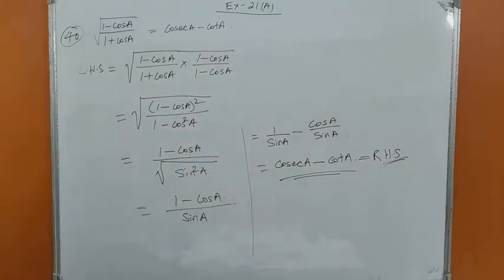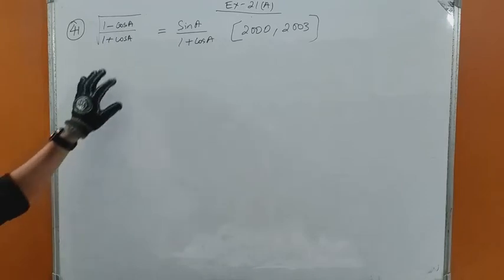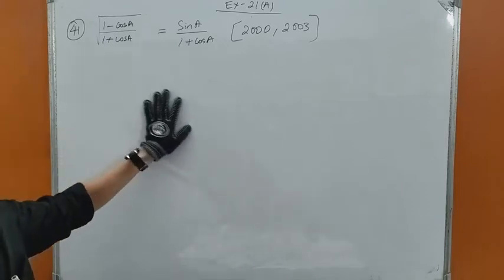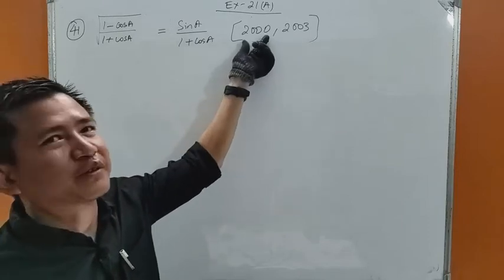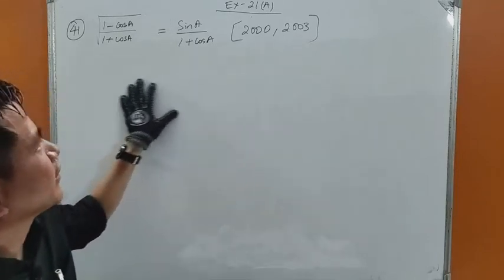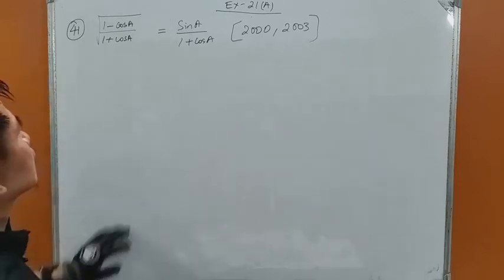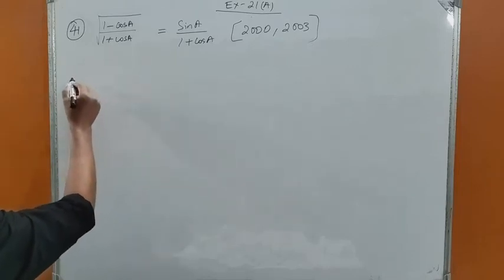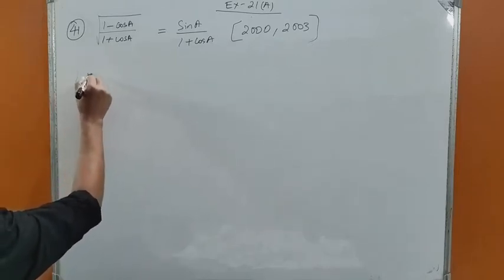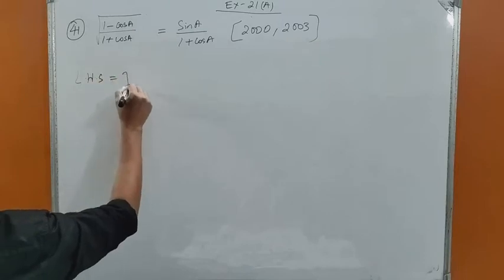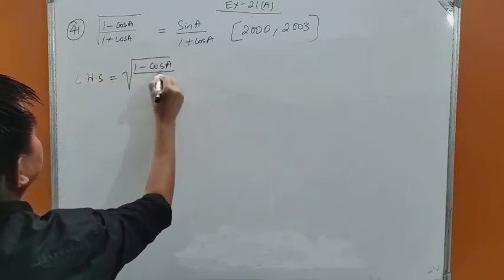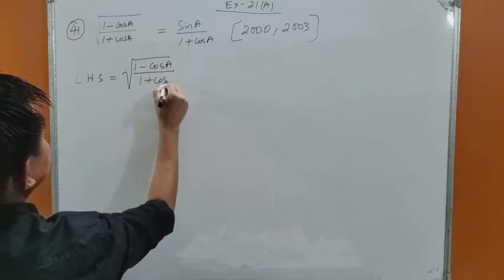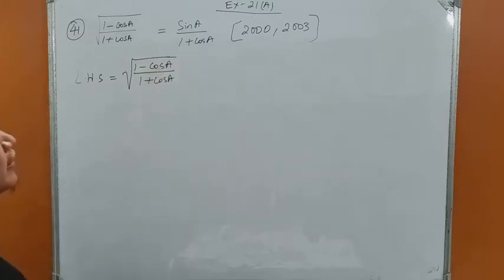Now let's do question number 41. This is a very important question because it has been asked in the ICSE examination in the year 2000 and in the year 2003. So this is one of the important questions. Let's do this. In the left hand side we have LHS equals root under 1 minus cos a upon 1 plus cos a.